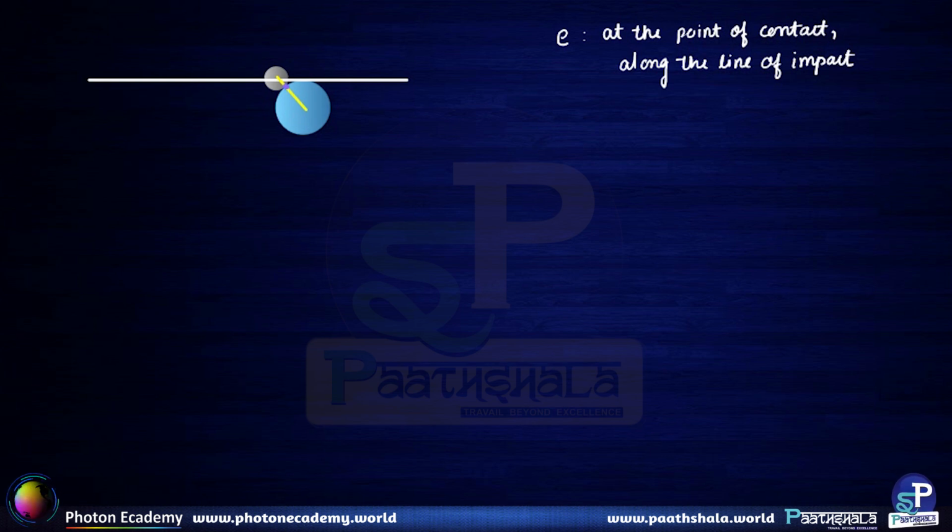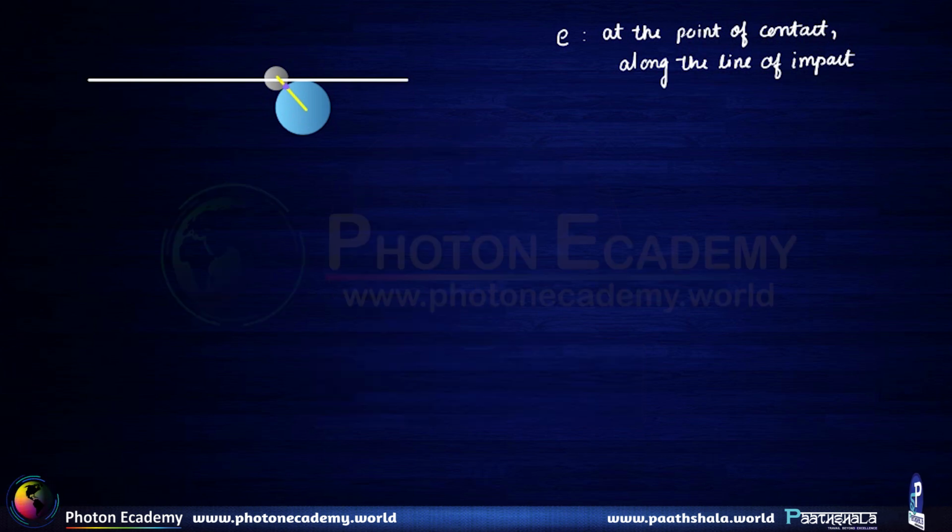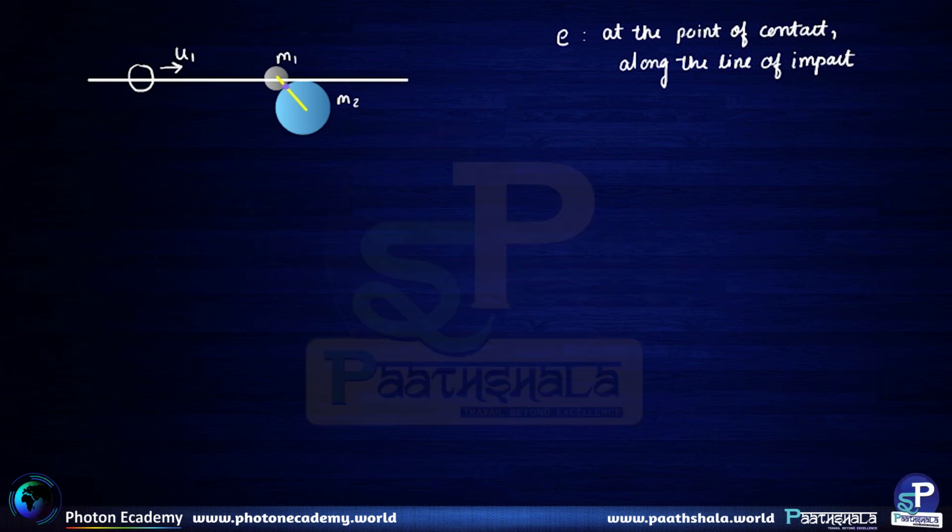Momentum is conserved in vectorial format. So basically we can choose any two axes as far as momentum conservation is concerned. So initially, let us say this mass is m1 and this mass is m2. Initially the mass m1 was moving with a velocity u1, and let us assume here that the line of impact makes an angle theta with the initial direction of motion of mass 1.